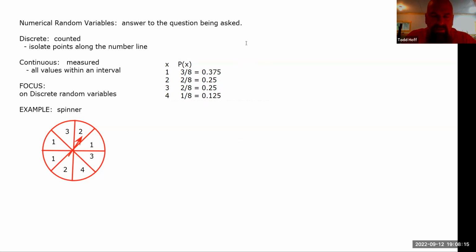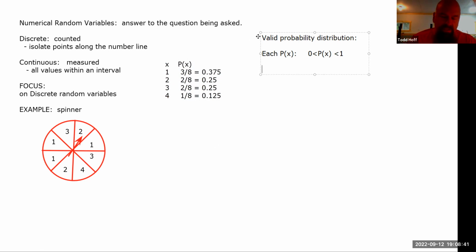Now, remember, we mentioned last week, to be a valid probability distribution, first of all, each P of X must be between 0 and 1. All of those probabilities are between 0 and 1. Remember, probability of 0 meant it was impossible. Probability of 1 meant it was guaranteed. The total P of X, or the sum of the P of X, has to equal exactly 1. Well, over here, if we add these up, those do add up to exactly 1. So this is a valid probability distribution.